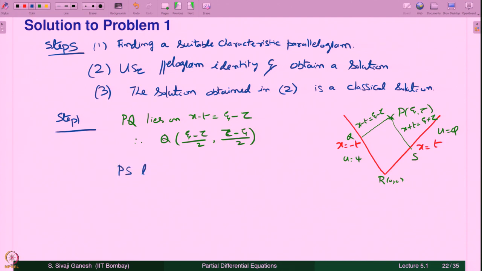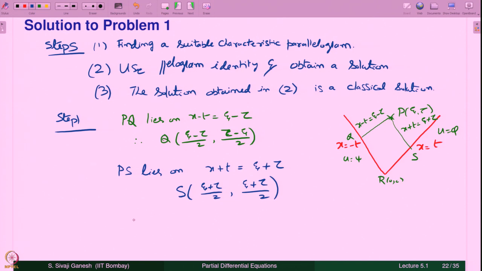PS lies on x plus t equal to xi plus tau, but S also lies on x equal to t. So, x component and t component must be the same. Therefore, S is (xi plus tau)/2 comma (xi plus tau)/2. So, we know the coordinates for Q and S. R of course is 0, 0.